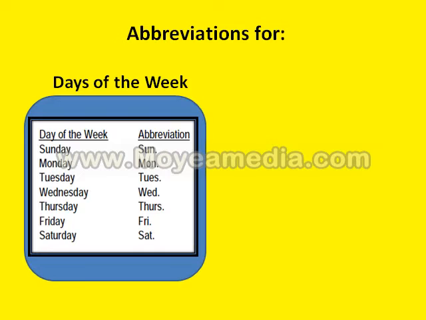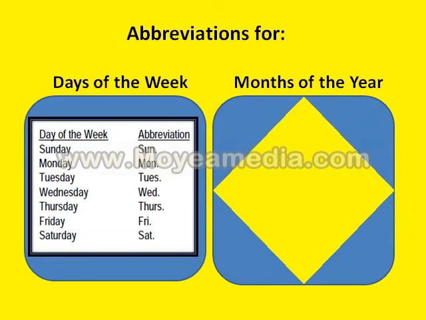How about Wednesday? Good job. WED followed by a period. Next, Thursday. Very good. THURS followed by a period. How about Friday? Very good. FRI followed by a period. And the last is Saturday. How are we going to abbreviate Saturday? Very good. SAT followed by a period. Good job, grade 4.